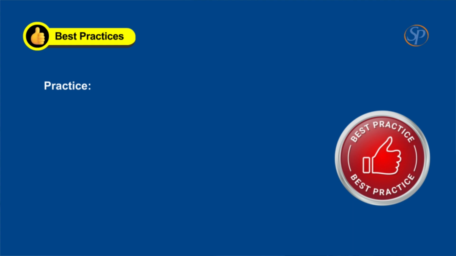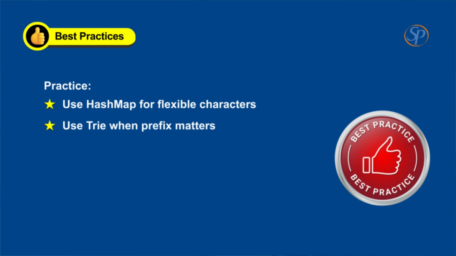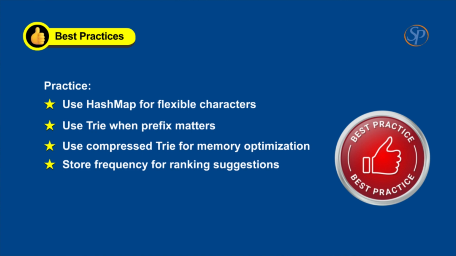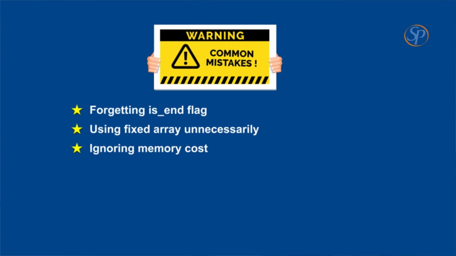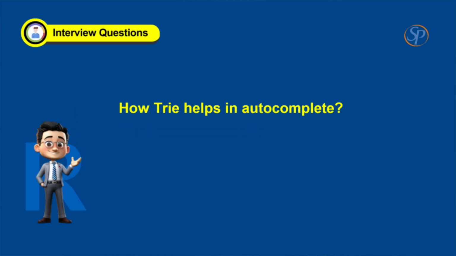Best practices. Use a hashmap for flexible characters. Use a trie when prefix matters. Use a compressed trie for memory optimization. Store frequency for ranking suggestions. Common mistakes. Forgetting the isEnd flag. Using a fixed array unnecessarily. Ignoring memory cost. Interview questions. How does a trie help in autocomplete? Difference between a trie and a hash map. How to find the longest common prefix. Why does a trie use more memory?